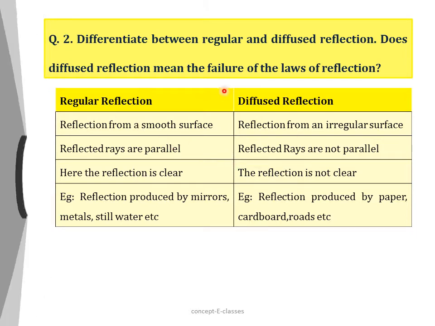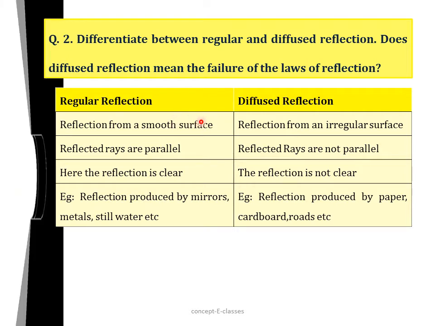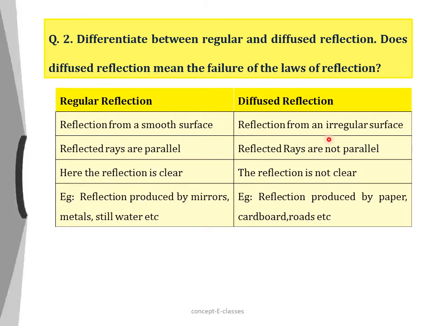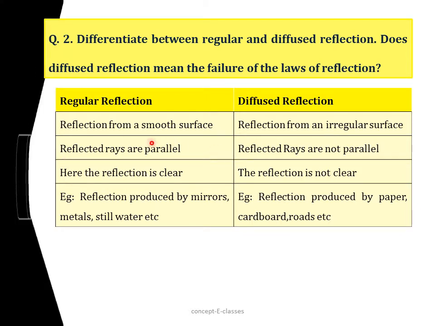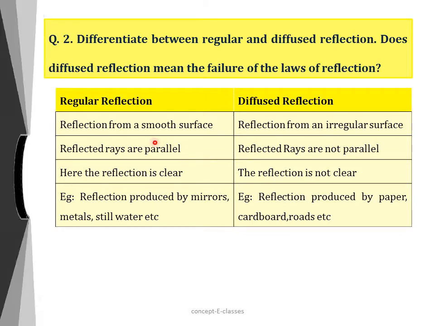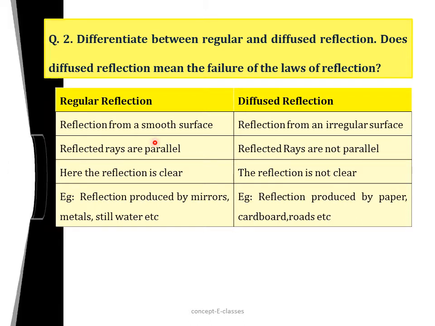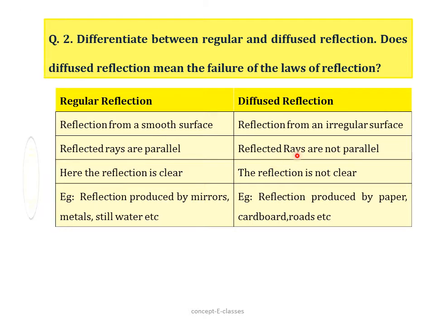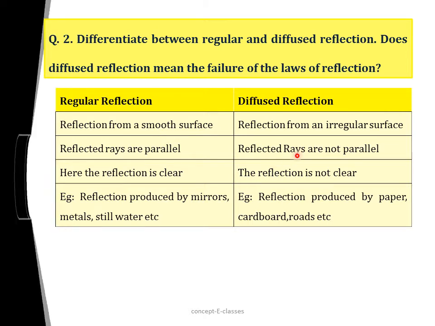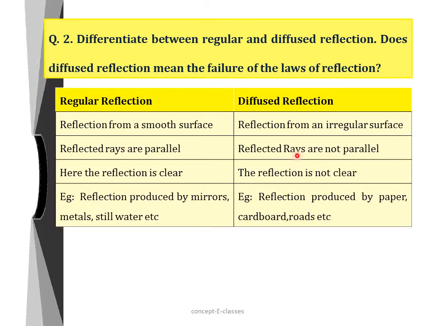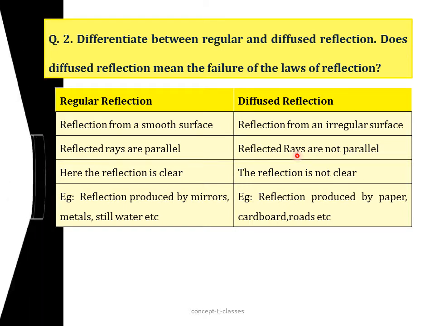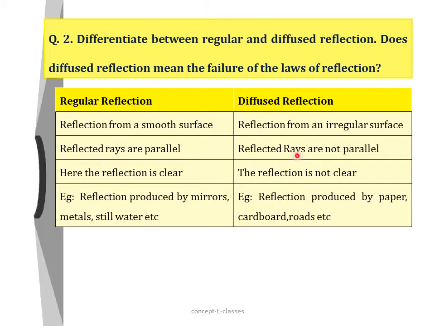Regular reflection occurs when the surface is smooth, whereas diffused reflection occurs when the surface is irregular. Now the reflected rays are parallel in regular reflection. That is, when the rays of light fall on a smooth surface, they are reflected parallelly. Whereas in diffused reflection, when the rays of light fall on an irregular surface, the light rays reflect in all directions. They are not parallel, they simply reflect in different directions.